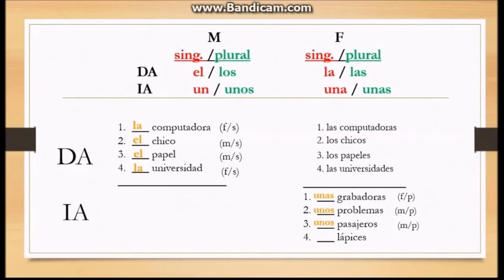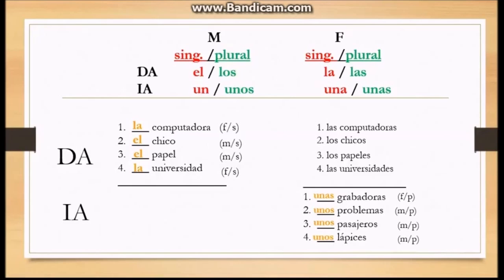And number 4, it ends in ES. We know that the S is plural, but we need to look at the CE ending. It is possible for this C to have come from a Z. This is where knowing words comes into play. Lápices are masculine and plural. Unos is our only option. Unos lápices.